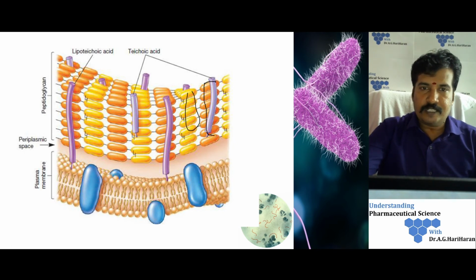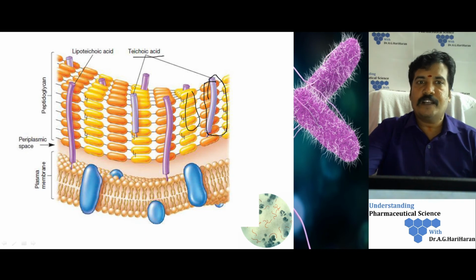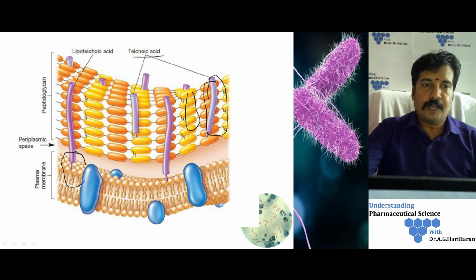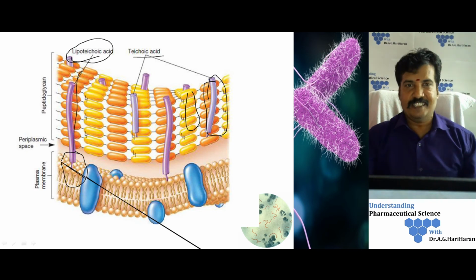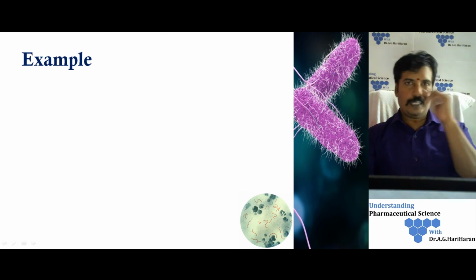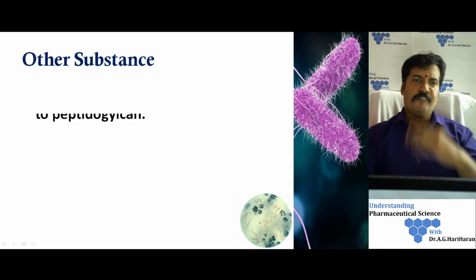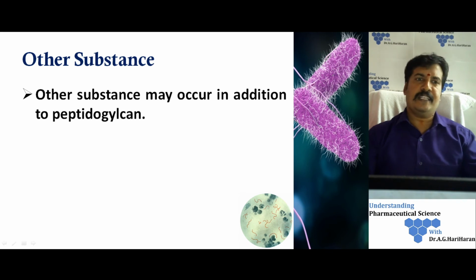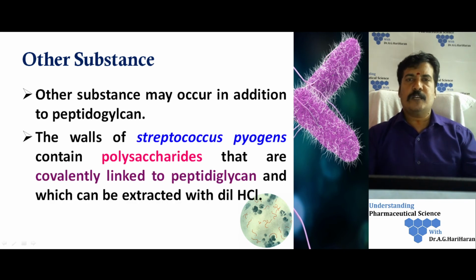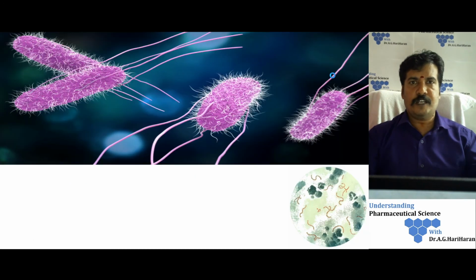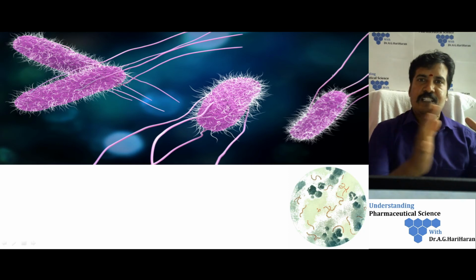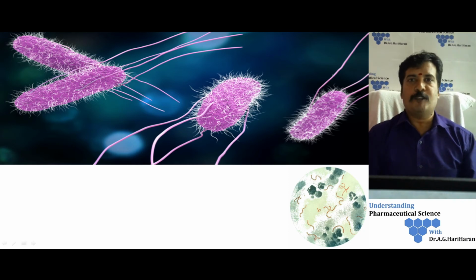The teichoic acid which is docked in the peptidoglycan layer, otherwise it can be docked from the plasma membrane, then it comes out from the lipid part, it is called lipoteichoic acid. So the second example of bacteria carrying teichoic acid is Staphylococcus aureus and Streptococcus faecalis. Apart from the teichoic acid, some bacteria carry other substances. The major one is the polysaccharides present in Streptococcus pyogenes, which can be isolated with dilute HCl. So this is the major chemical composition of a gram-positive bacteria.